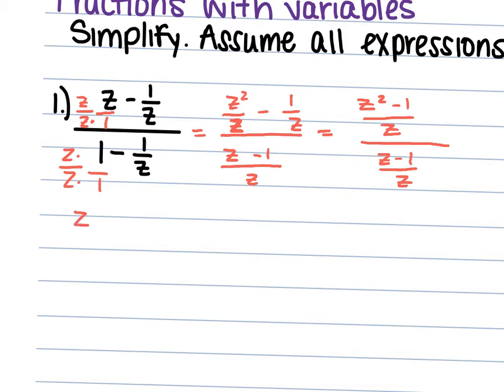Well, let's write it out as division. We know it's division, right? We know this because usually when you just write it out as what it is, it becomes obvious as to what we're supposed to do. What did we do last time we got to this step? Keep, change, flip. So we're going to keep the first one the same: z squared minus 1 over z, times z over z minus 1.